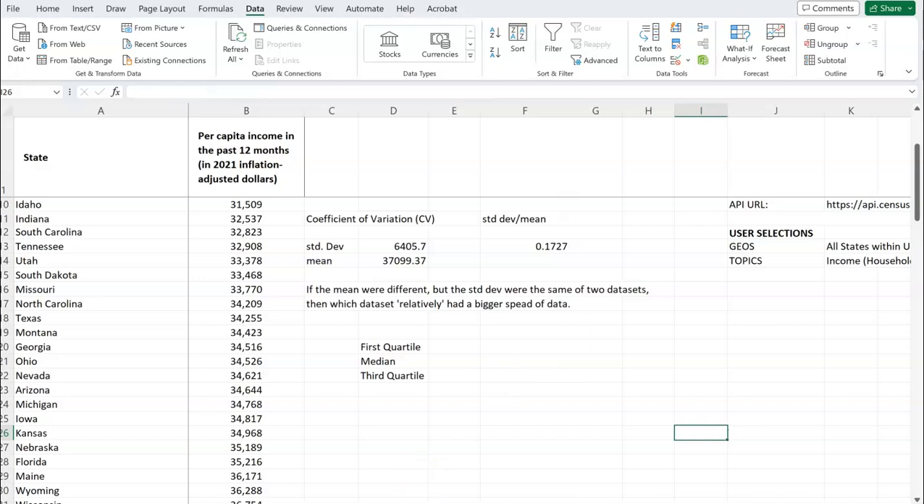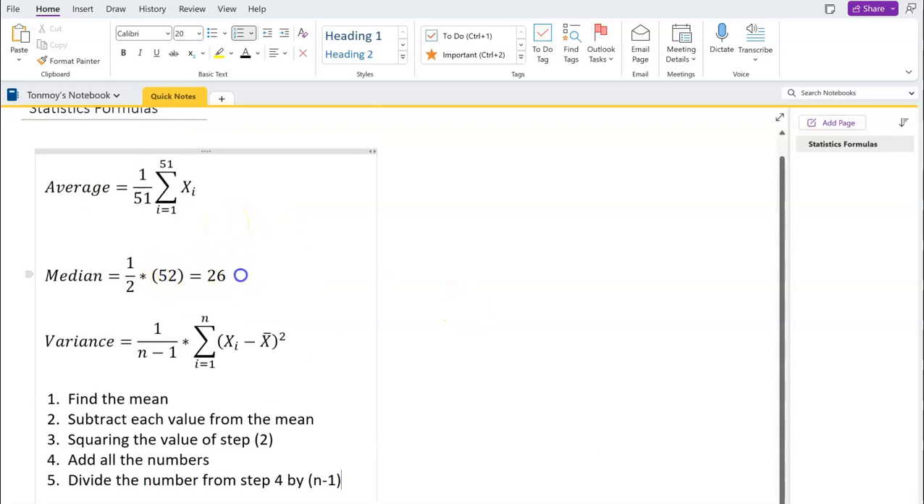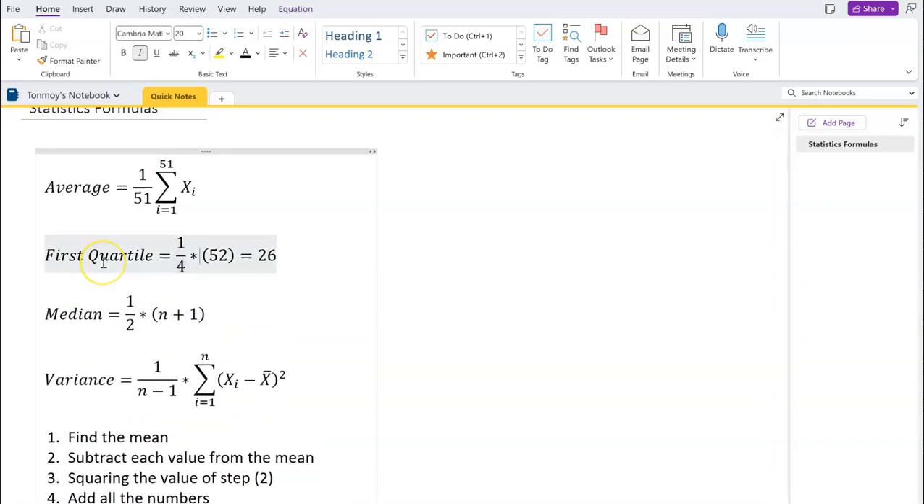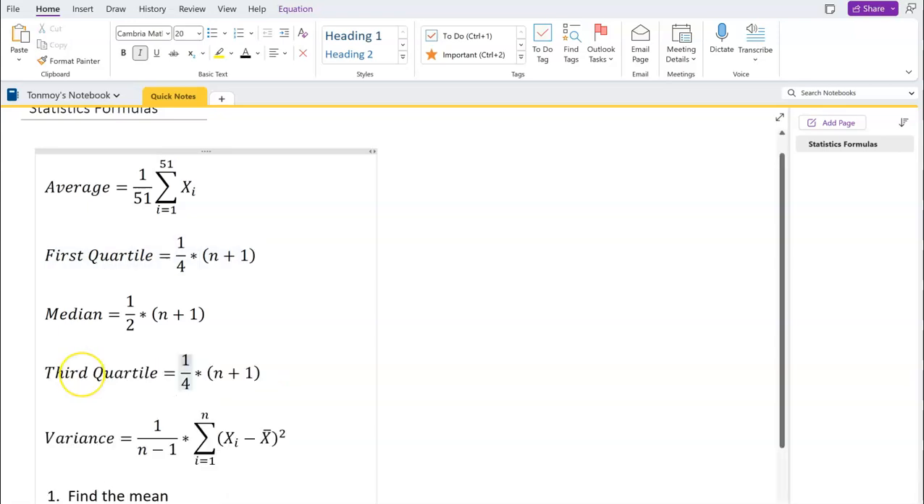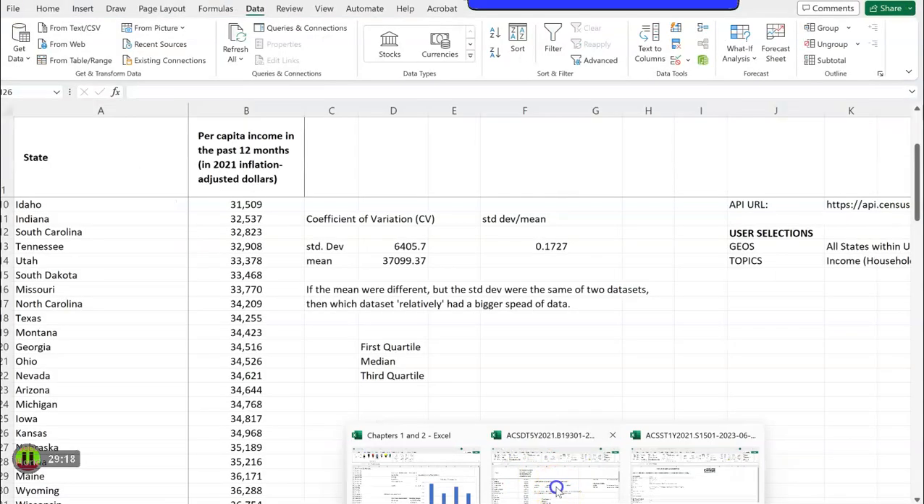If we looked at the position of the median, it was n plus 1 over 2. So in our case, the first quartile is going to be 1/4 times n plus 1. And the third quartile will be 3/4 times n plus 1. So this tells us how the numbers are spread out. And let's go back to our data.